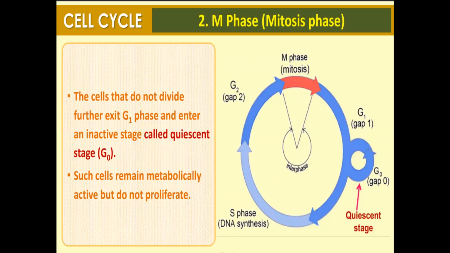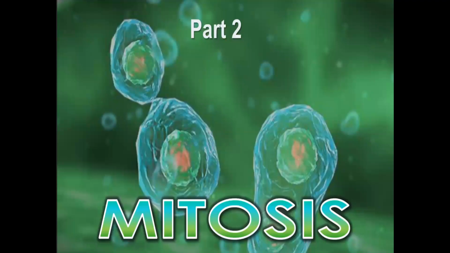Okay, G0 phase. Then the second part is mitosis. Which are the four stages of mitosis? Prophase, metaphase, anaphase, and telophase.